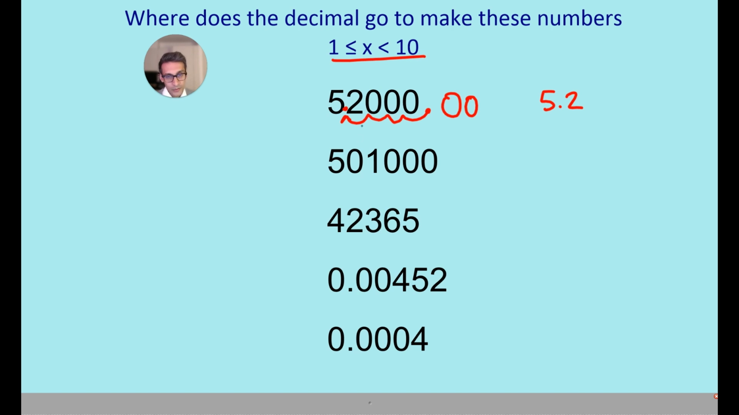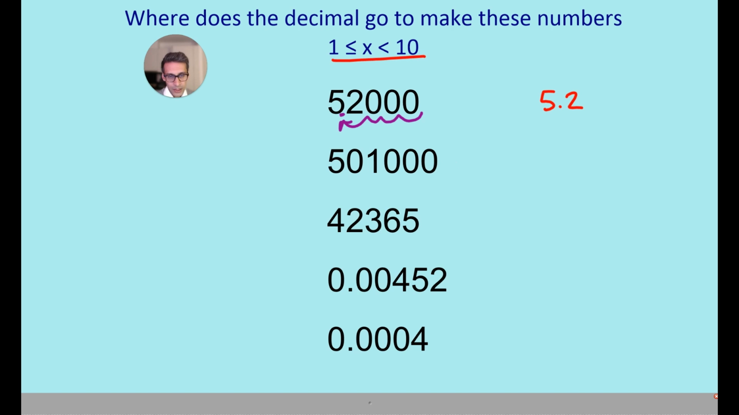Okay, so now we have changed the number here. 5.2 is not equal to 52,000, obviously. We're going to look at how to correct for that on the next part of this video. So the decimal would have moved this direction there. So try it for the next few numbers and then we're going to see how you do with this. Okay, so pause the video if you need more time.